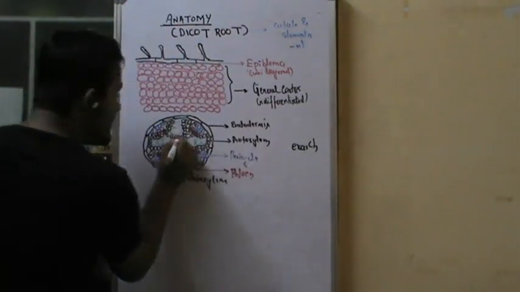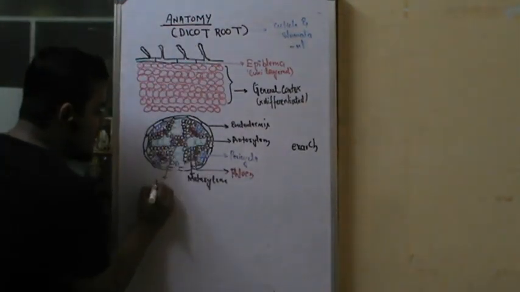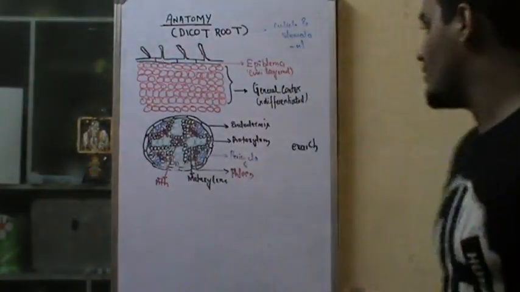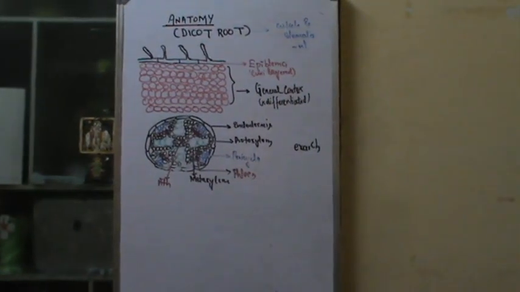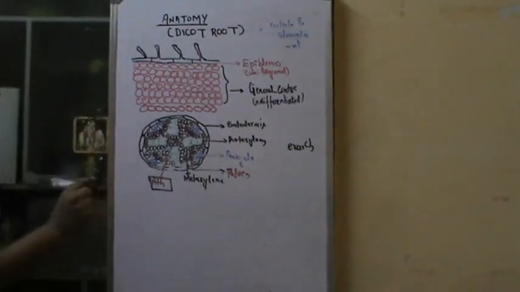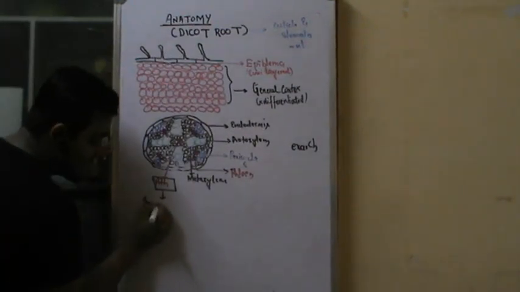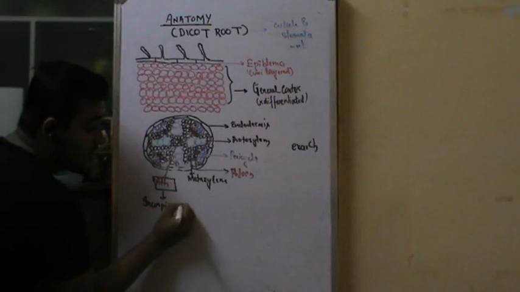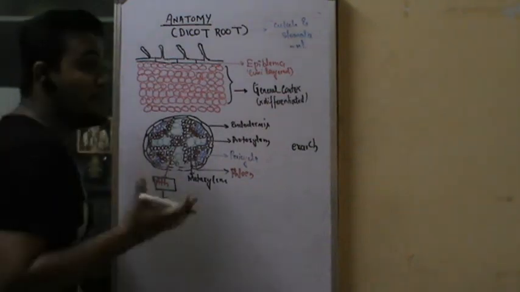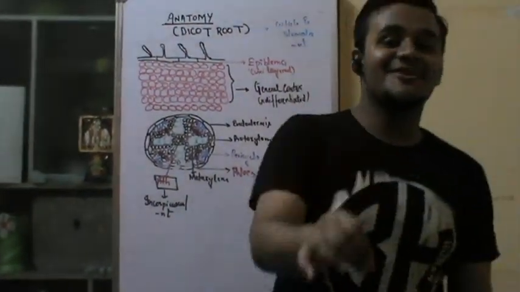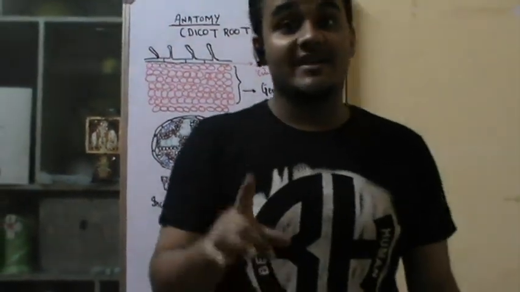I told you earlier, in between this particular part there will be something which is called pith. Always remember one more point, please, it's going to be very important. Pith is smaller. This question has also come, I don't remember exactly, I guess NEET 2016 phase 1 or phase 2. The pith is going to be inconspicuous, reduced or absent in case of dicot root. But the pith is going to be well developed in case of dicot stem.